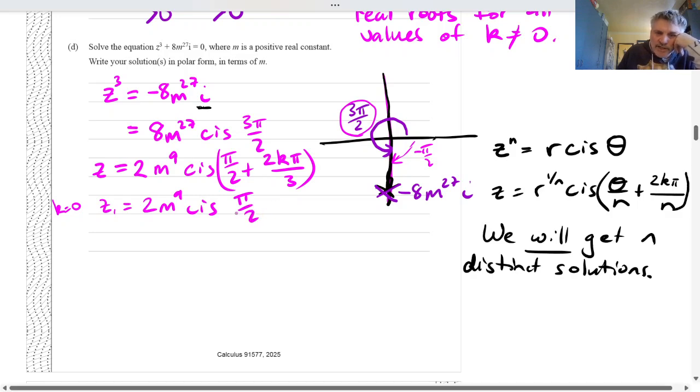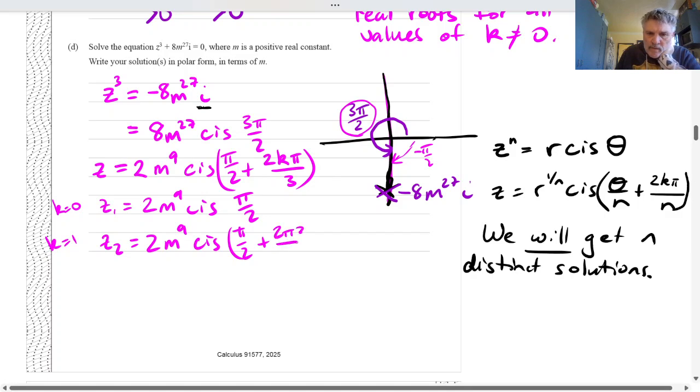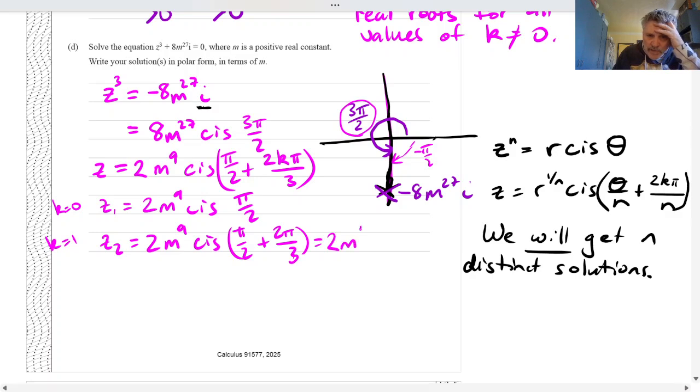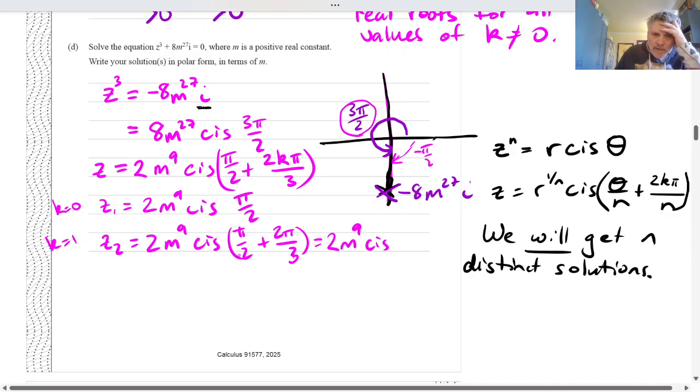Put a 0 in here, you get 0, so that's done. z2, when k is 1, is 2m to the power of 9 cis pi over 2 plus, k is 1, 2 pi over 3. That's 2m to the power of 9 cis, common denominator 6. This is 3 over 6. This is 4 over 6. 3 and 4, 7. 7 pi over 6.